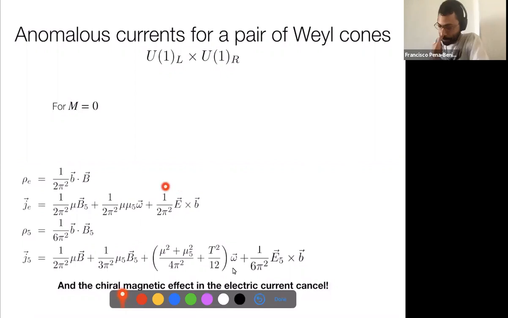This quantity here is the so-called anomalous Hall conductivity that appears in time reversal breaking Weyl semimetals, which is the case. And then we see this is the chiral magnetic conductivity in the axial current sourced by the magnetic field, as it should be. The chiral magnetic conductivity vanishes in equilibrium in the electric current. The chiral vortical conductivity in the axial current has this T squared contribution.